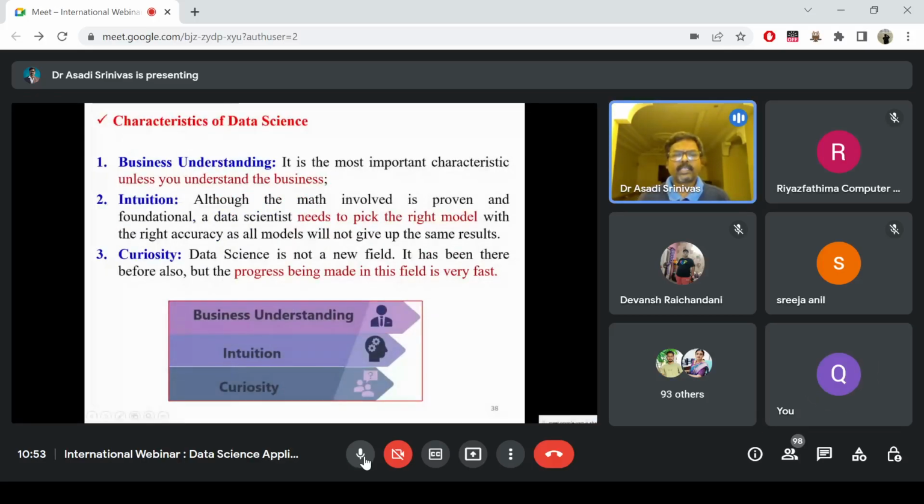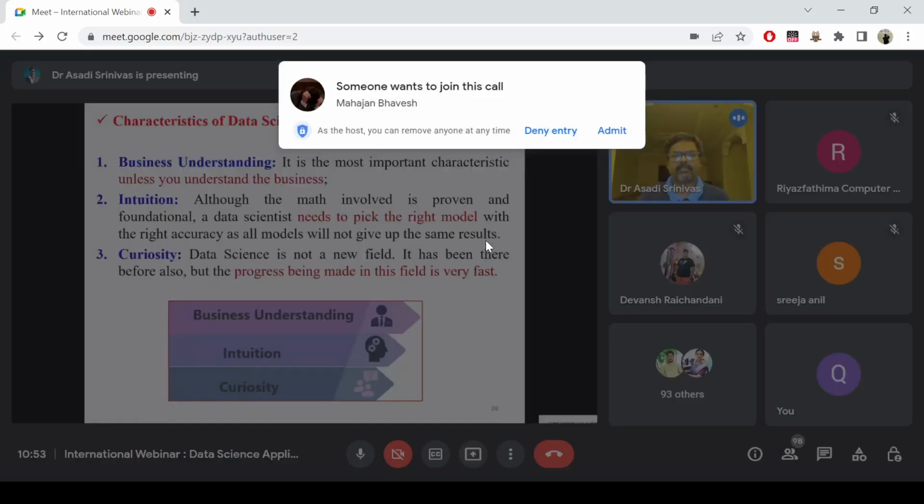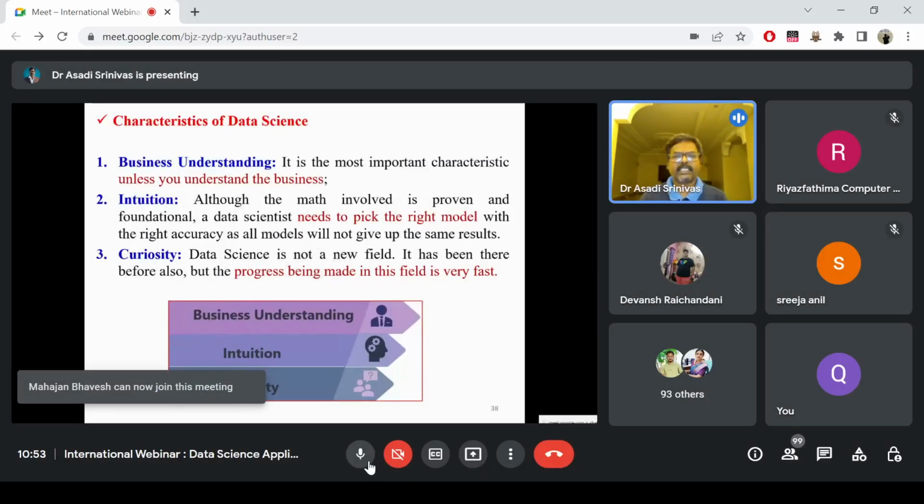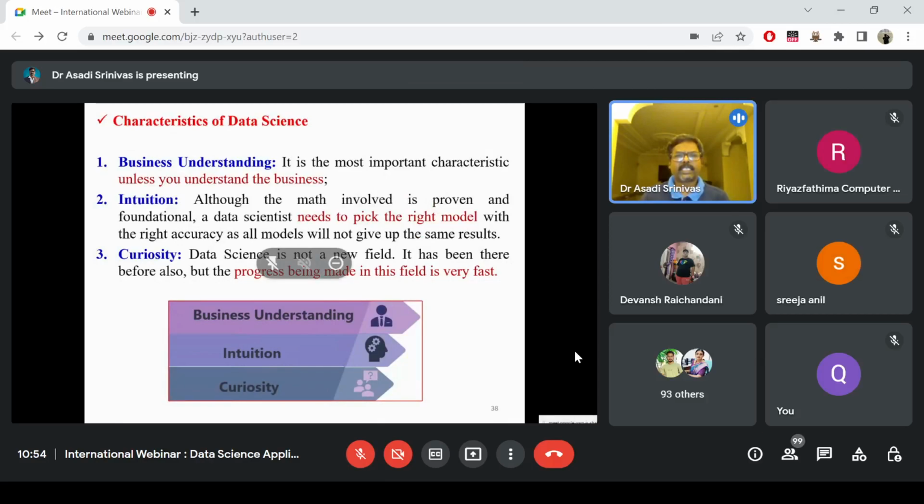So these are the three business characteristics of data science. What is the business? You need to understand the logic of that business understanding. That is called intuition, curiosity. So these are the business characteristics.